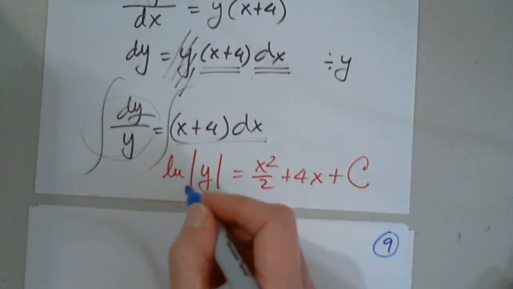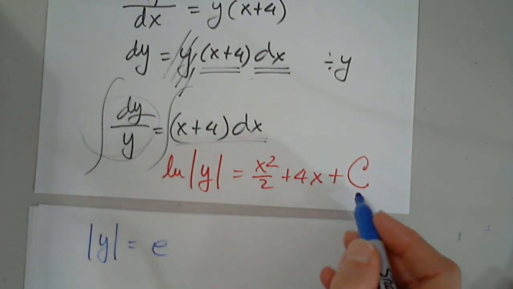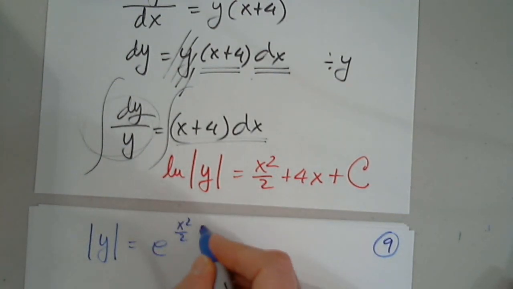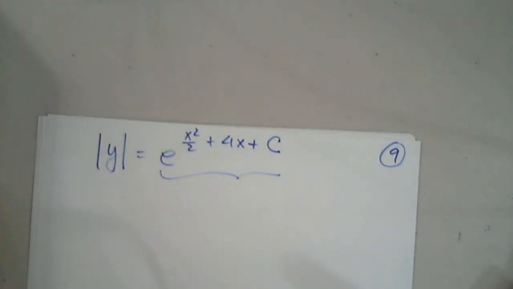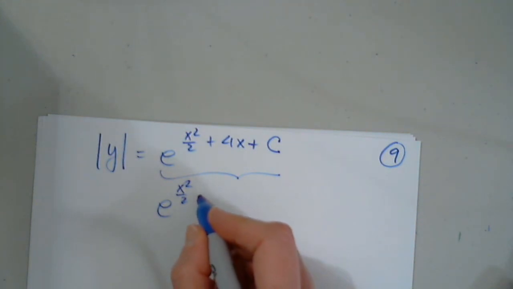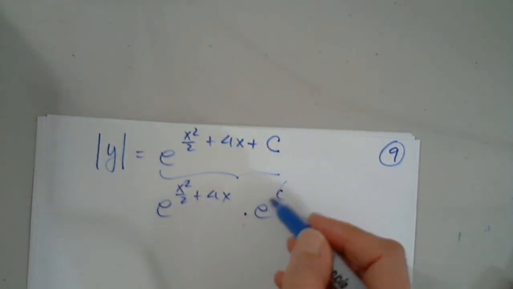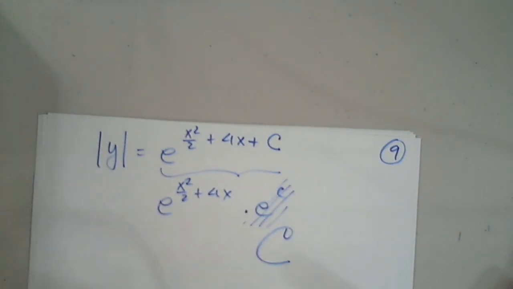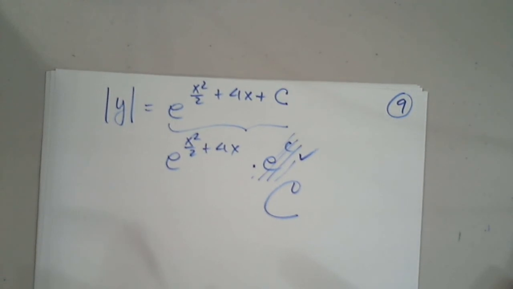So then I have e to all this is the absolute value of y. e to all that. So x squared over 2 plus 4x plus a constant c. But I will rewrite it like we did a few minutes ago as e to x squared over 2 plus 4x and multiplied by e to c, which will change into simple c. Can you keep it? Yes, I'm fine with that too.